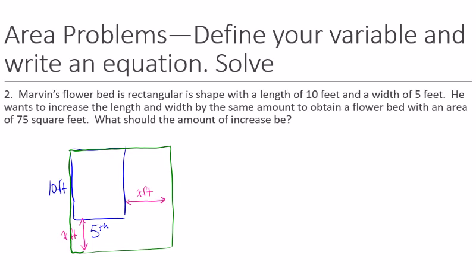Okay, so we increase the length and the width by the same amount. And the new area is 75 square feet. So in other words, 10 plus x, the length, times 5 plus x, the new width, equals 75. Okay. Let me just change this. I don't know why I have fifth there. It should be 5 feet.